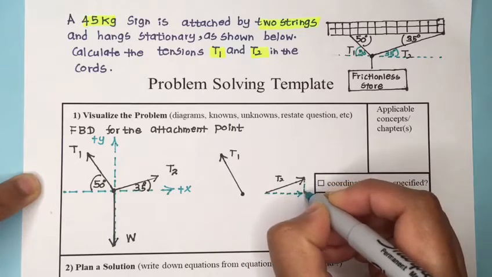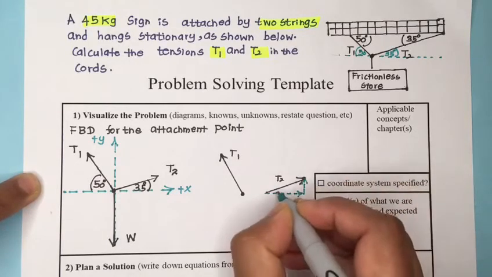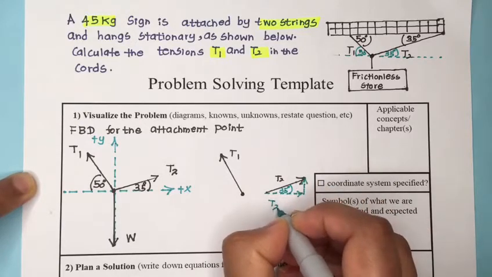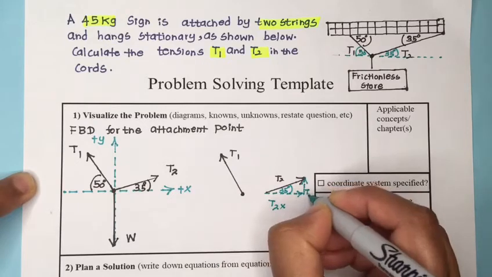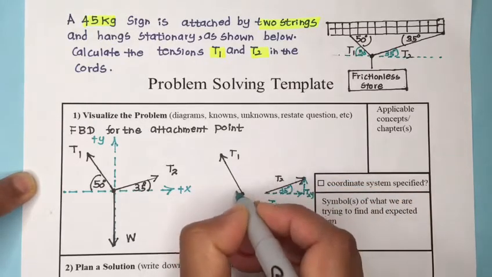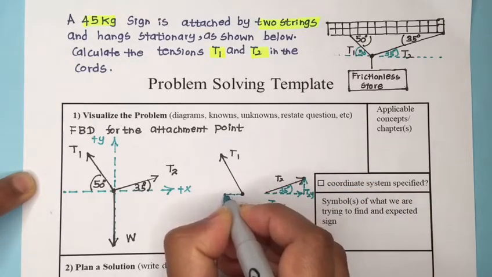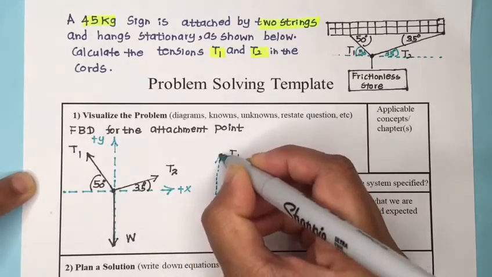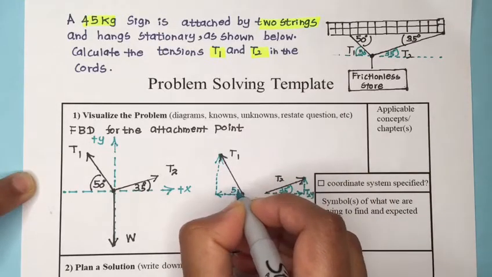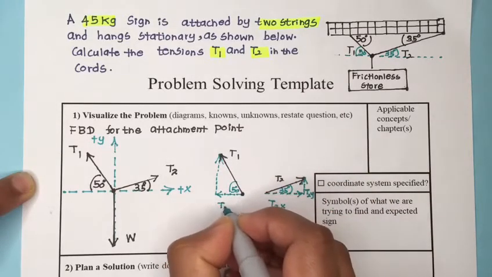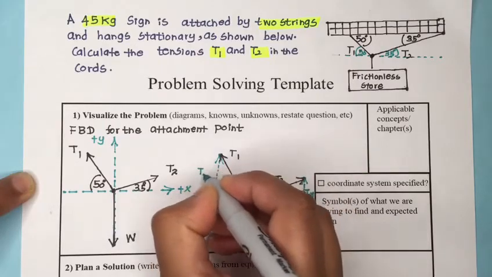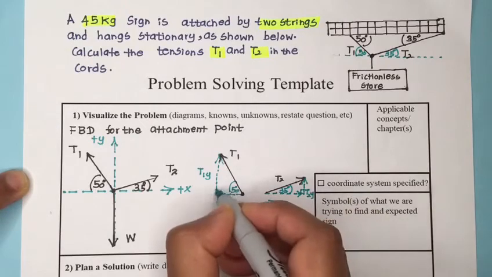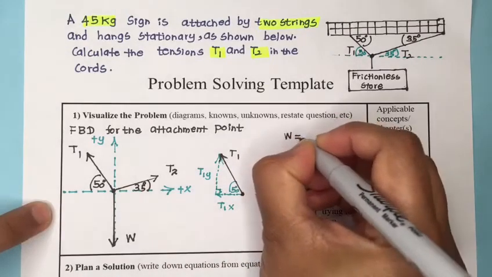The x component of tension 2 is going right, the y component is going up. The angle between the x component and tension 2 is 35 degrees. And we are going to do the same thing for tension 1. The x component is going left, the y component is going up. You should know this from chapter 3 when you were doing 2D kinematics. You resolve the initial velocity into x and y components by drawing the vector triangle. So that's the same thing we are doing here.